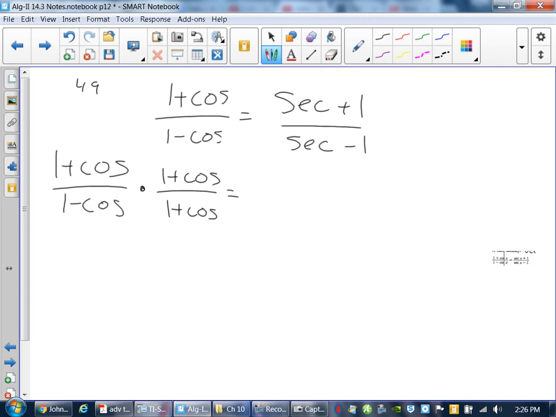When you do that, your denominator becomes 1 minus cosine squared. If you FOIL out your numerator, you're going to get 1 plus 2 cosine plus cosine squared. What is 1 minus cosine squared? Sine squared.